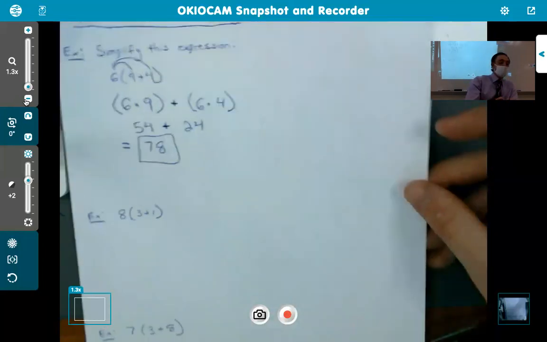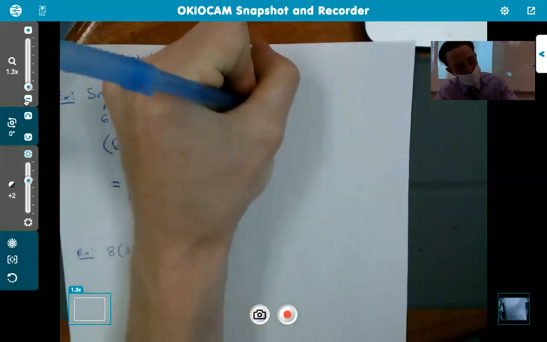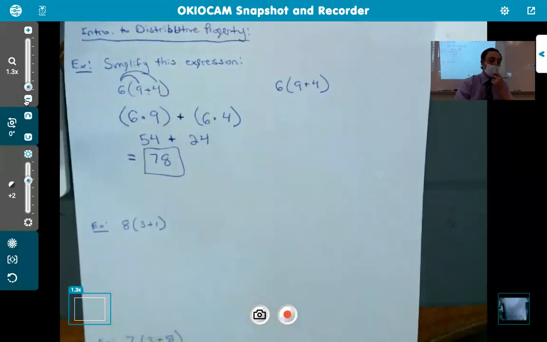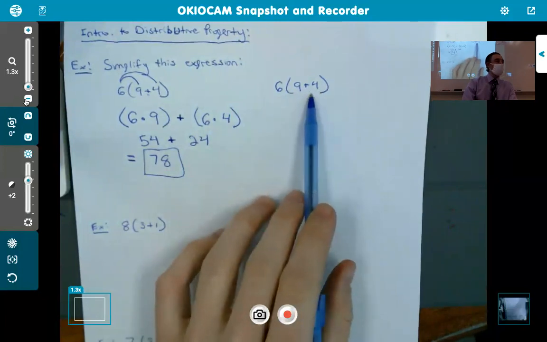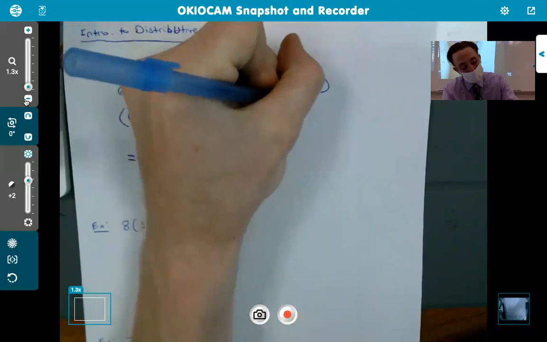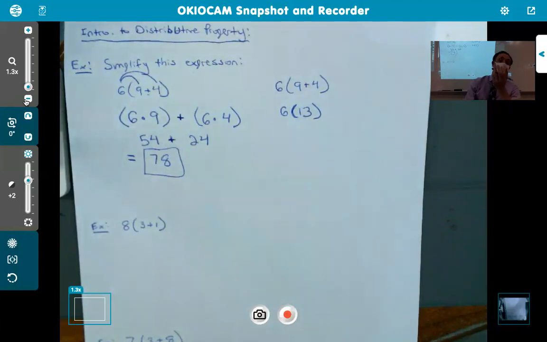Now I want us to take a look at another way we could have solved this same exact expression just to verify that the distributive property does work for us. All right. What we could do is what's called order of operations. So we take care of what's inside our parentheses first, and then we go through and multiply. So what's 9 plus 4 give me? 13. And then, if you're good at some mental math, what's 6 times 13?